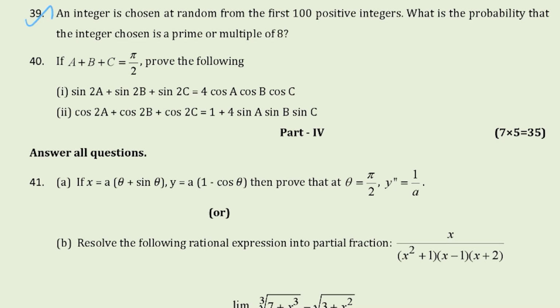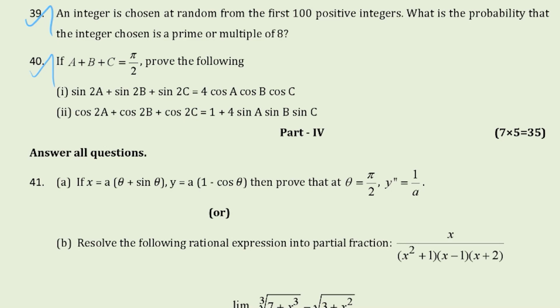Then question number 39 is from probability. The question is: an integer is chosen at random from the first 100 positive integers. What is the probability that the integer chosen is prime or a multiple of 8? Next, question number 40. This one is a compulsory question, and it is from chapter 3.